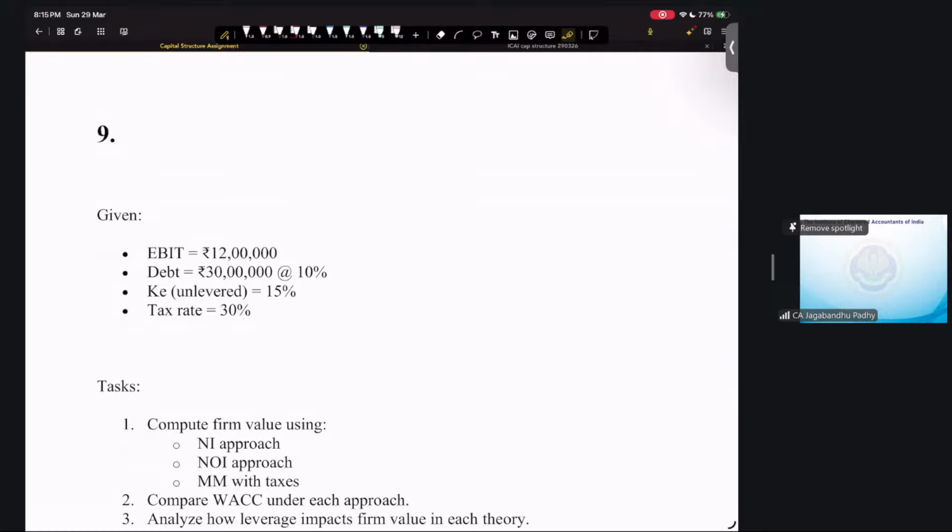Okay, so EBIT is 12 lakh, debt is 30 lakhs at 10%, K unlevered is 15%, tax rate is 30%. Compute the firm value using net income approach, net operating income approach, and with taxes approach. Compare the WACC under each approach and how leverage impacts.